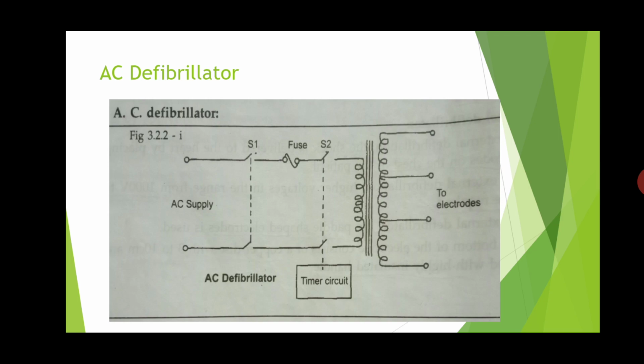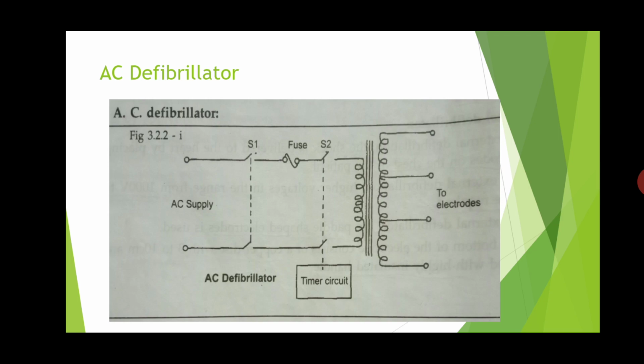And also, for security purposes, they are using the fuse. If suppose a high level of current is flowing through the primary of the transformer, then automatically the fuse will be burned. So it controls the current. There is a current limitation given by the fuse.